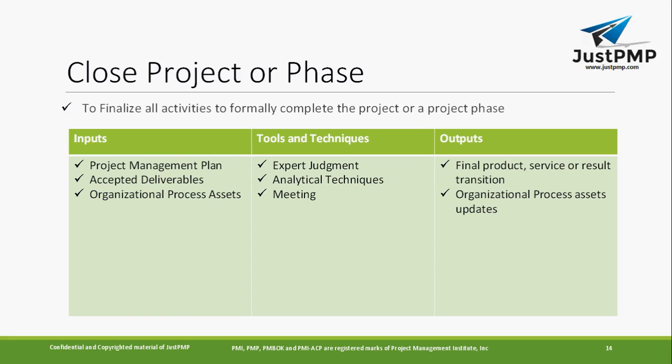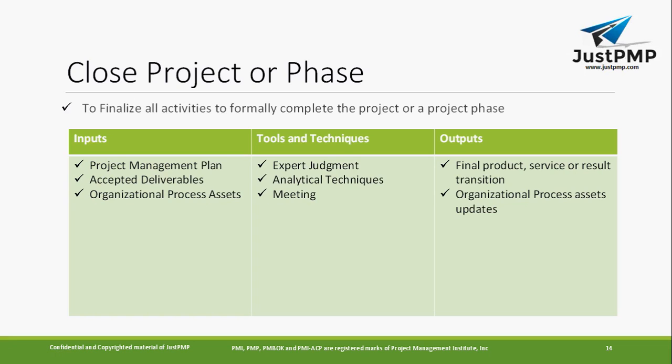Expert judgment, analytical techniques, meetings. So these are the things you will apply to validate your accepted deliverables, to see whether your project activity has been completed, whatever you decided and mentioned in the project management plan. That will be done through expert judgment. You will also use some analytical techniques and some meetings. Okay. So at the end you will have a final product, service or result and organization process asset updates. So these become your outputs.